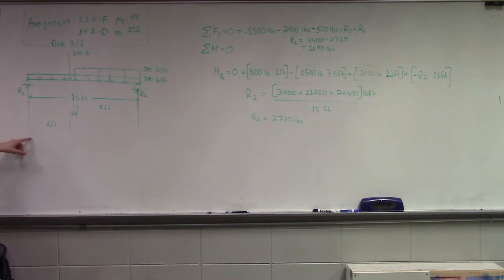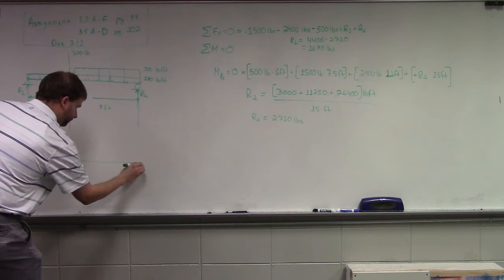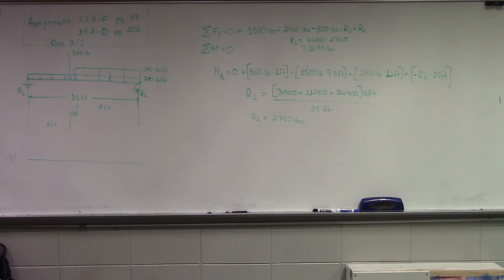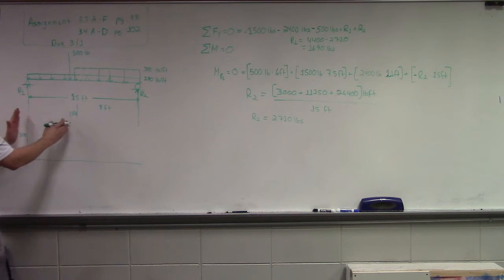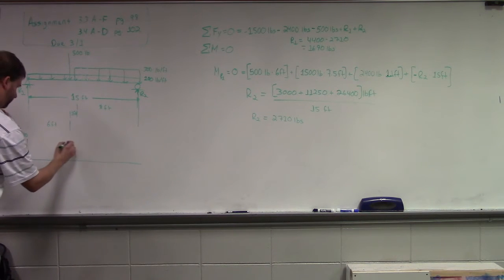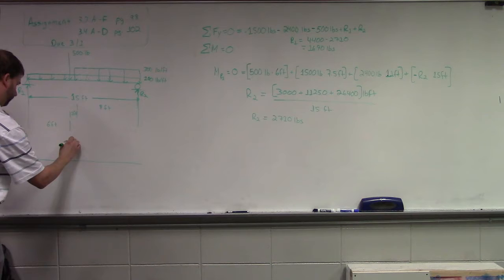Okay? So now we know what our reactions are, so now we can draw our shear diagram, right? So when we just get to the right of R1, but we haven't gone an appreciable distance, what is our shear going to be? 1690. And then what is it going to do up until 6 feet? It's going to drop 600 pounds over that entire distance. So 1,090.